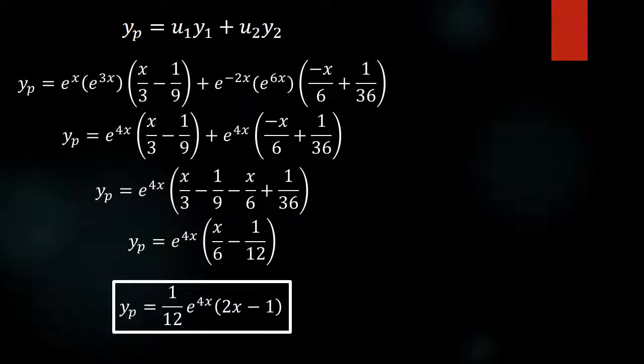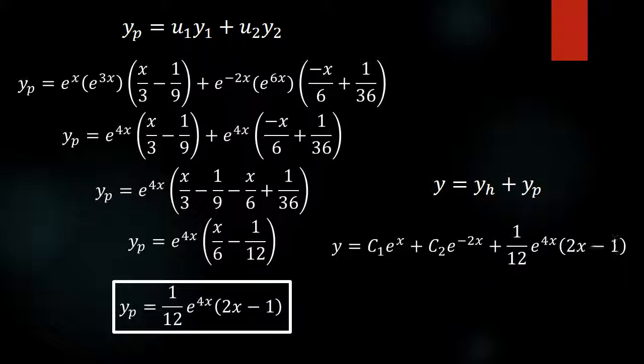Finally, with the values of y homogeneous plus y particular, we obtain the general solution. We join the results and we obtain that the general solution is y equal to c1 multiplied by e to the x plus c2 multiplied by e to the minus 2x plus 1 over 12 multiplied by e to the 4x multiplied by 2x minus 1.